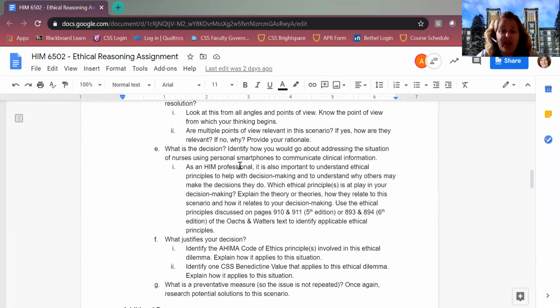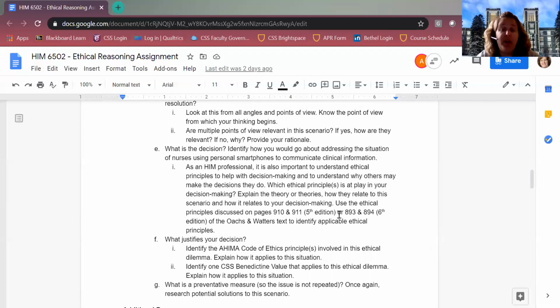Next, what is the decision? Identify how you would go about addressing the situation of nurses using personal smartphones to communicate clinical information. Obviously, as a HIM professional, you need to understand the ethical principles involved with the decision-making around this, and why people make the decisions that they do. So what ethical principles are at play in your own decision-making? Explain the theory or theories, how they relate to the scenario, and how it relates to your decision-making.